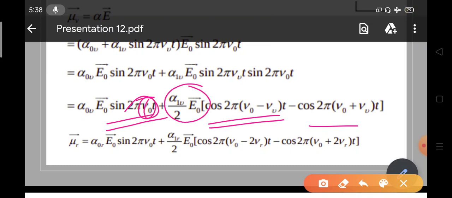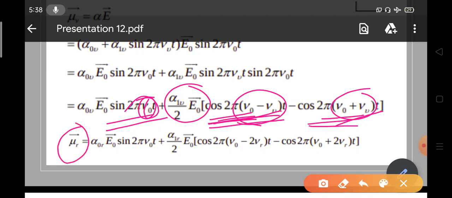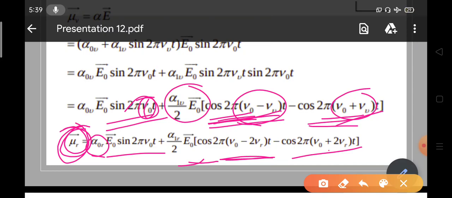This is not exactly nu naught, but it has components like nu naught minus nu v and nu naught plus nu v. So the oscillating frequency is different from the incident frequency, so it will emit radiation with a modified frequency. And if you find this change in mu, that is change in dipole moment due to the rotational motion, then you find out mu r equals alpha naught r E naught sine 2 pi nu naught t plus alpha 1 r by 2 E naught cos 2 pi nu naught minus 2 nu r t minus cos 2 pi nu naught plus 2 nu r t.